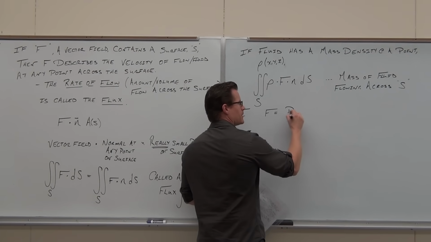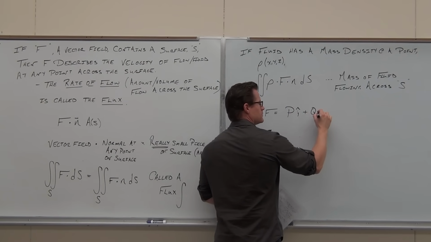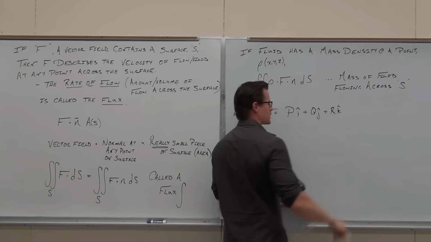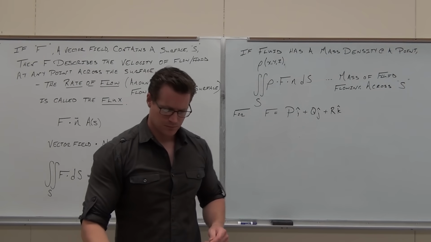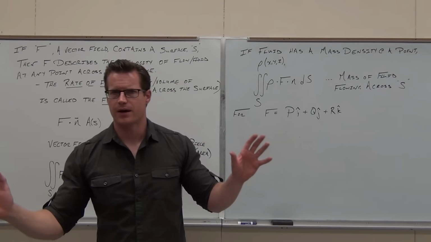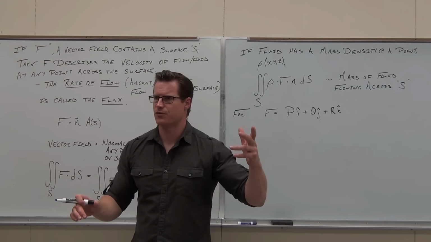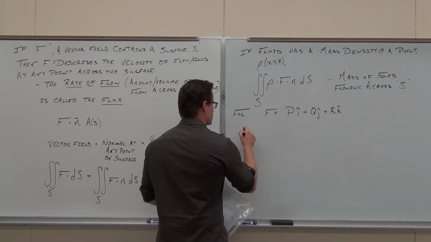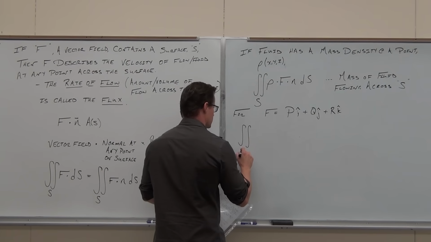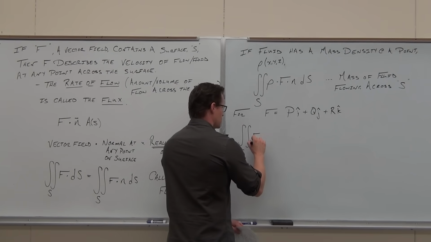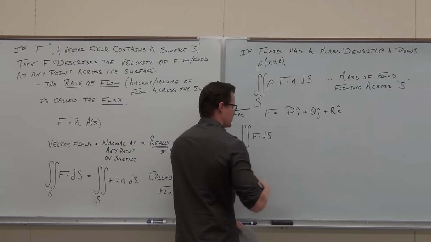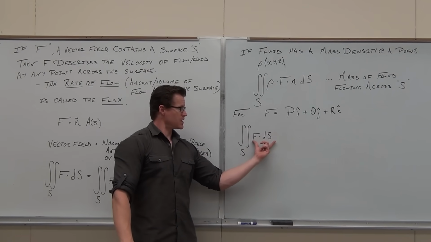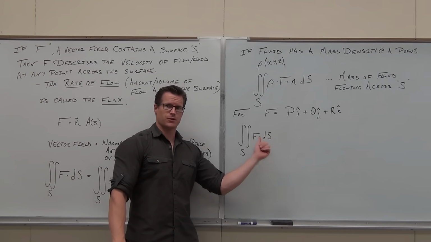It's just like normal: Pi, Qj, Rk. So just a function-defined vector field. Hit on if you recognize the idea of a vector field. So that's our vector field. Then the flux integral, this is where we started. This was a surface integral across a vector field. That's what we started with.